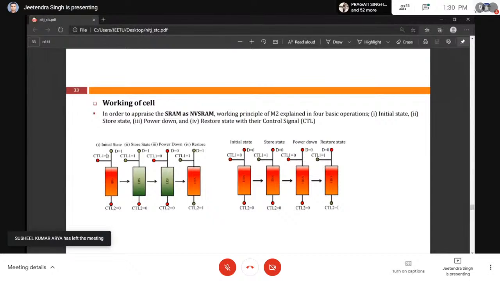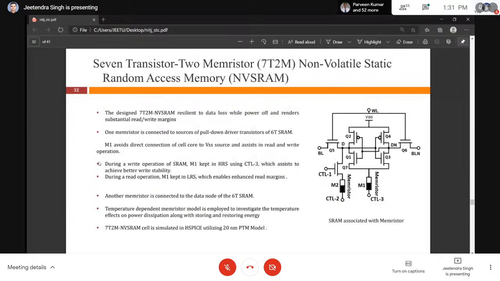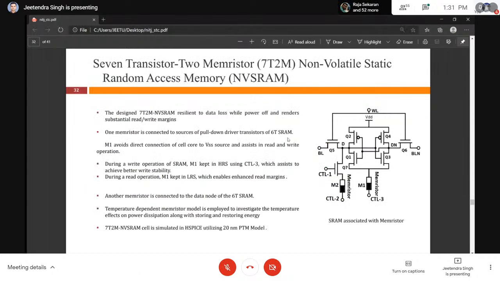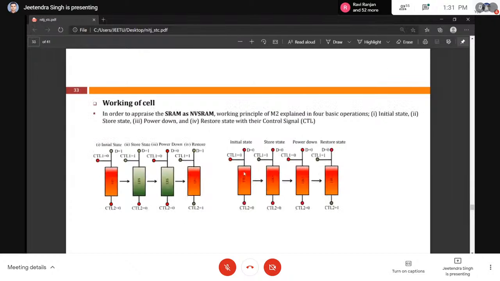In the initial state, control 2 and control 1, both signals are 0. So there is no direct link between this node and this memristor, because this transistor is off. There is no connection between the data node and the memristor. And in the store state, we just make the control signal 1. So this transistor will turn on, and when it turns on, the same information is stored in the memristor. In that case, control 2 is still 0.